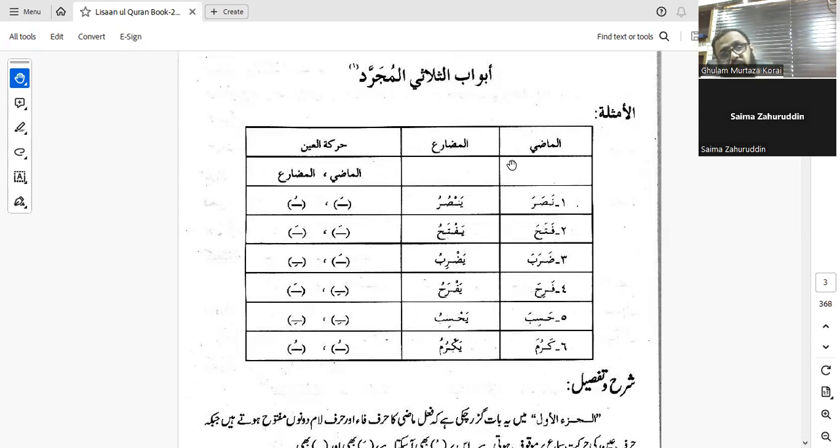And two sigas for mutakallim. So we got 14 sigas in Arabic for 14 different persons.